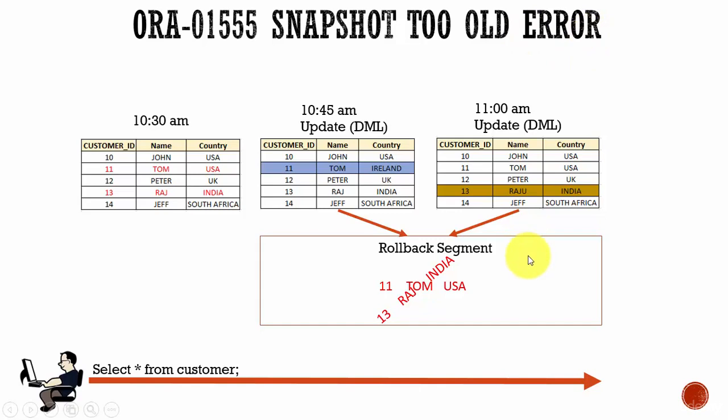That means it is literally saying, I tried to maintain the undo data in the rollback segment, but since there was no space in the rollback segment or the maximum undo retention time reached, I had to overwrite it with the new undo data. So the old data which I was maintaining for your read consistency is no more there. So I cannot do anything right now. So I am showing you an error, ORA-01555 snapshot too old error.